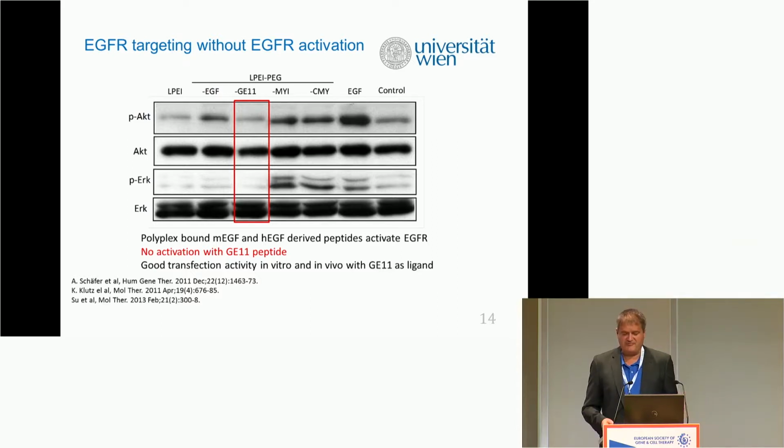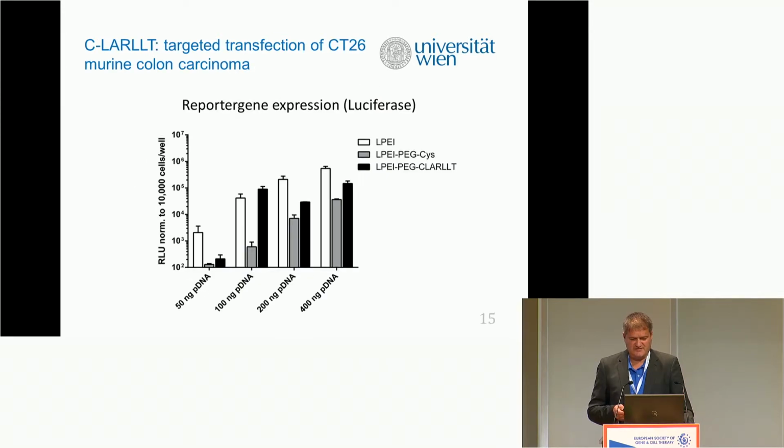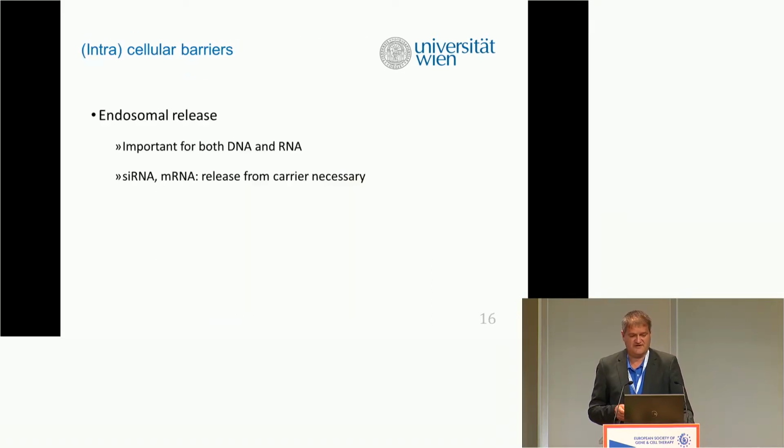So you have internalization, and this is due to the constant internalization and recycling of the EGF receptor. It's a bit slower, but you do not get activation of this pathway, and in vitro but also in vivo this gives you a positive effect on the transfection efficiency, so it selectively increases your transfection efficiency. So okay, this is the uptake.